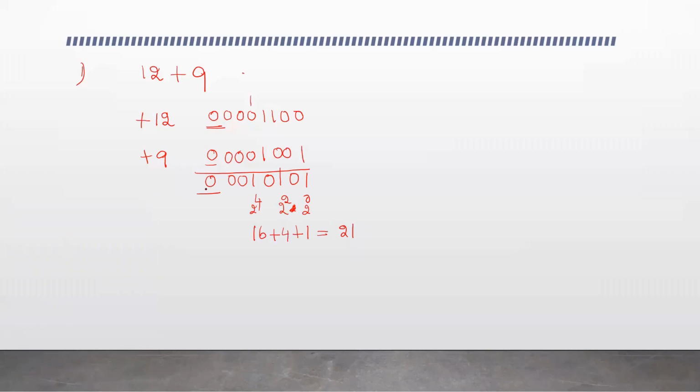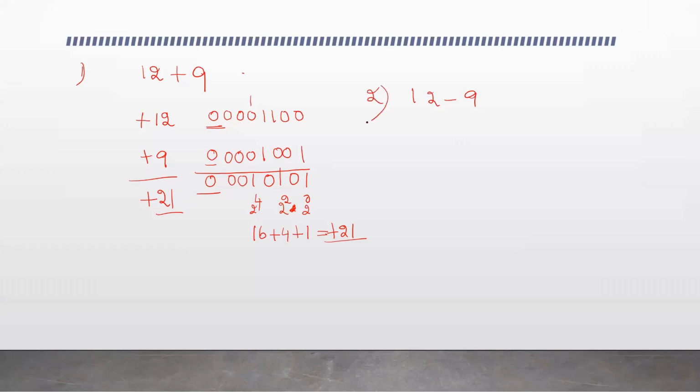The sign bit is positive here, so it is plus 21. Okay, so the result here is correct. When you add 12 plus 9 is 21. Okay, the result we got is correct. And let's do this, 12 minus 9.